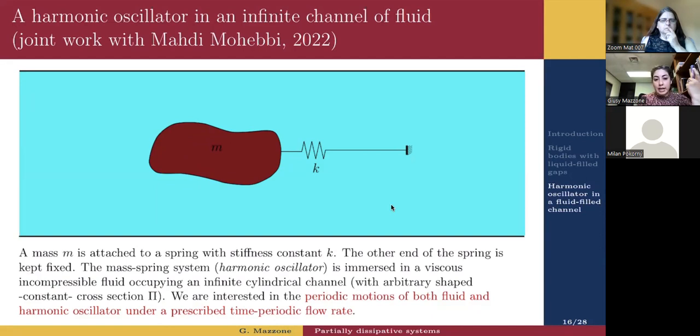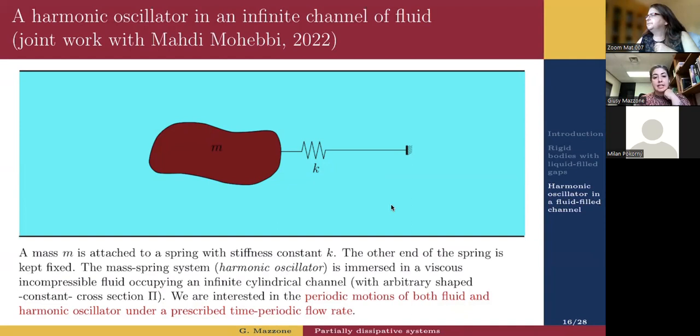This is an interesting problem for the application that you will see, but from a mathematical point of view, one of the questions that we ask is whether phenomena like resonance may appear, because, and this will be clear also in the equation, the fact that there is an applied time periodic flow rate of a certain frequency to the fluid means that there is a time periodic force applied to the body. And now the question is, if this periodic force has a frequency equal to the natural frequency of the mass spring oscillator, would we have resonance? Or in other words, would we have a periodic solution, or would we have solutions which blow up, with the magnitude of the oscillation becoming infinity?